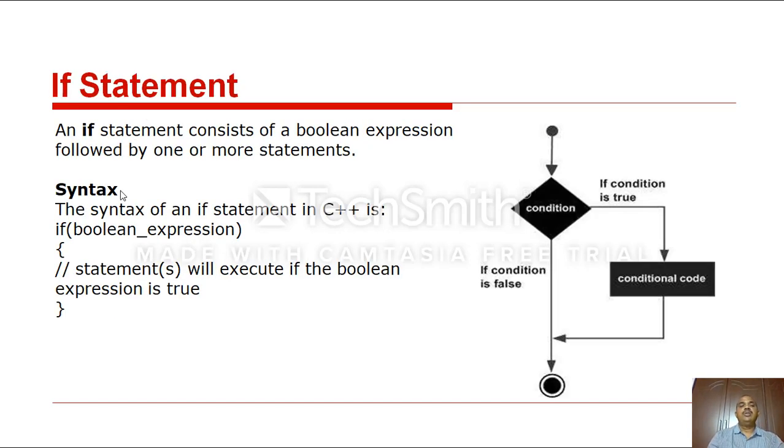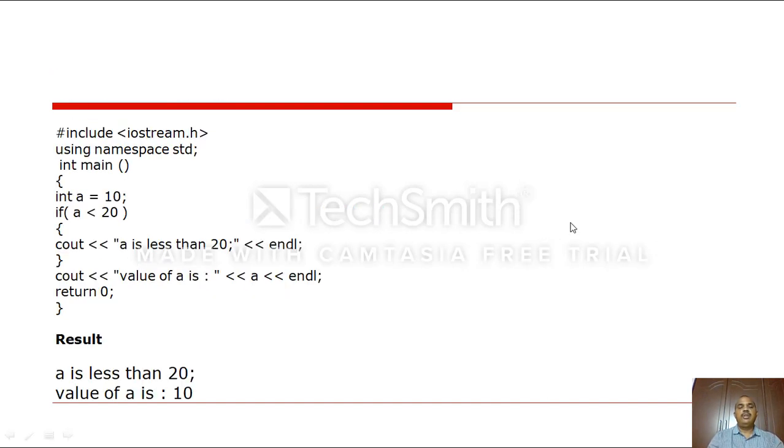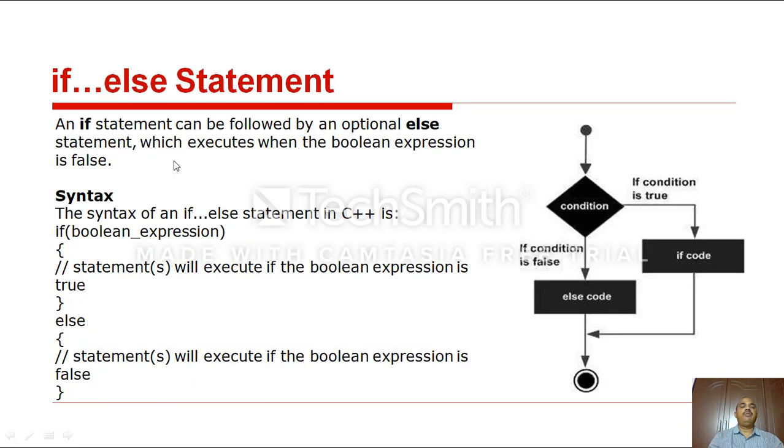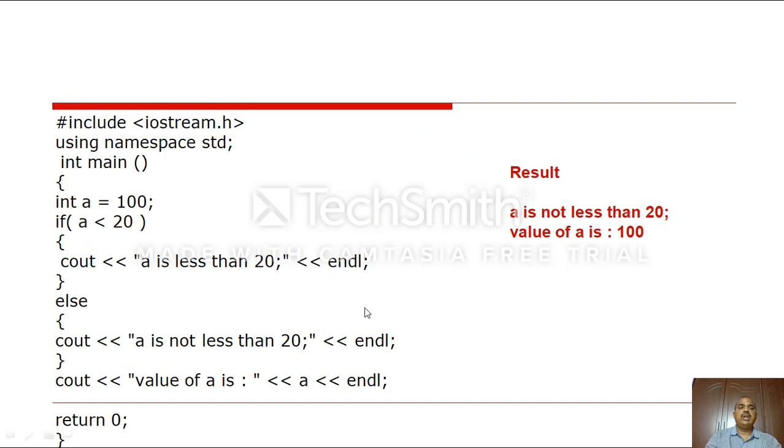This is the if statement we discussed yesterday. This is the syntax of the if statement, then this is the flow diagram, and this is an example of the if statement. Next, this is the if else statement. This is the general syntax of the if else statement, and this is the flow diagram of the if else statement. Clear, all of you? Yesterday we discussed this general example program using the if else statement.